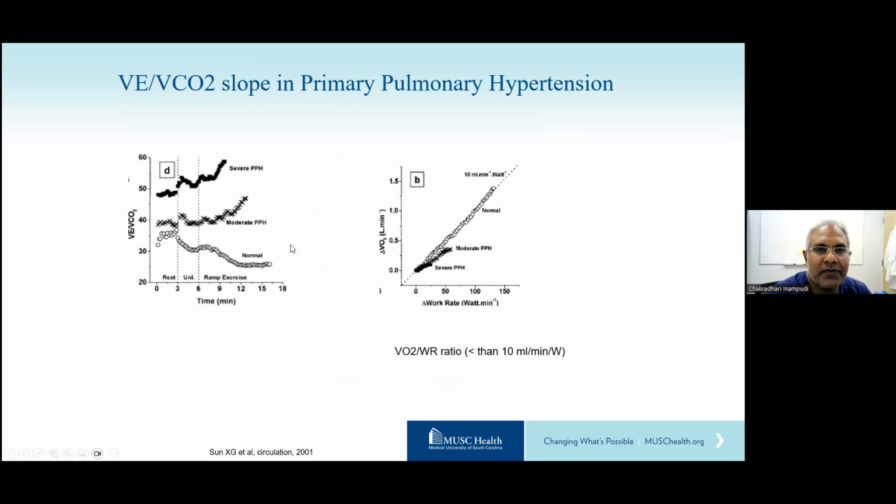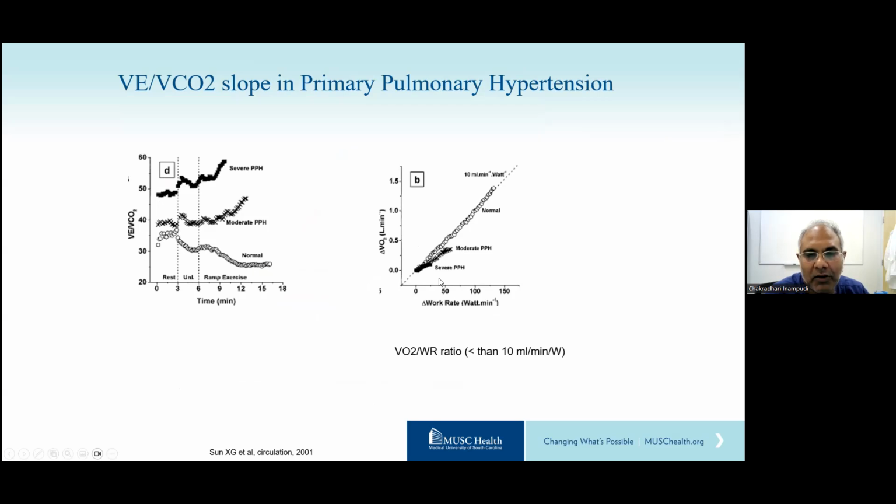Now, looking at the VE/VCO2 slope in primary pulmonary hypertension, it's another example during exercise. As you could see here, at rest, during the unloading phase, and during the ramp exercise phase, the VE/VCO2 slope progressively increases with continuing exercise, indicative of the worsening ventilatory inequalities that these patients experience with time.